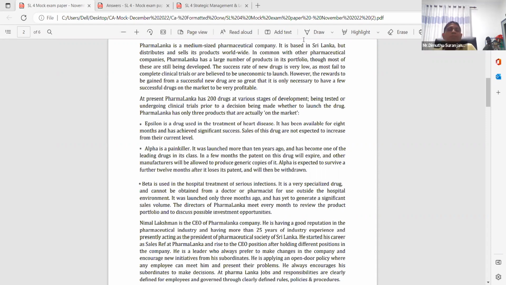Now look at that introduction para. Normally in case study questions, the first few sentences, sometimes even the first para, is allocated to give an introduction about the organization and their products. Here, it gives an introduction for you. Pharmalanka is a medium-sized pharmaceutical company. It is based in Sri Lanka, but distributes and sells its products worldwide.